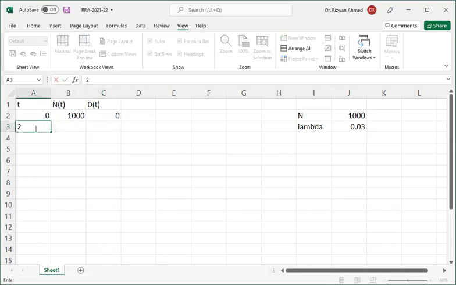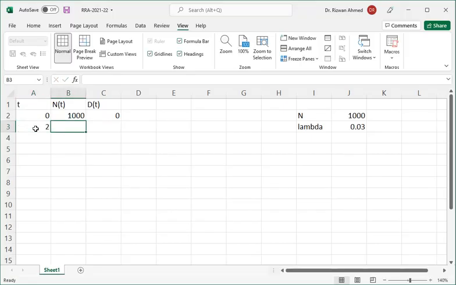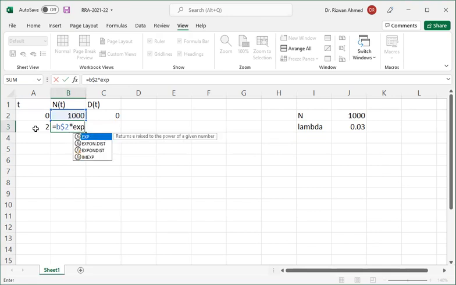So for example, I take a step of 2, right? And I know that this is equal to n naught e to the power minus lambda t, right? That's fine. So n naught value, let me take j. Okay, this can be taken from here, and I would keep it fixed. So let me take it b$2. So the value from here times the exponential function is available from here.